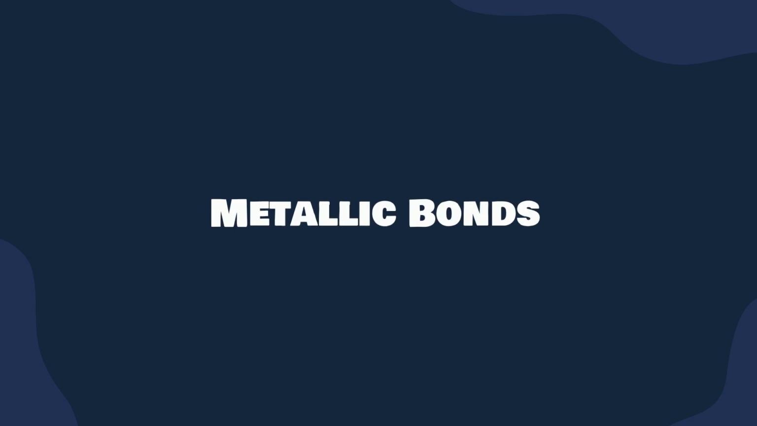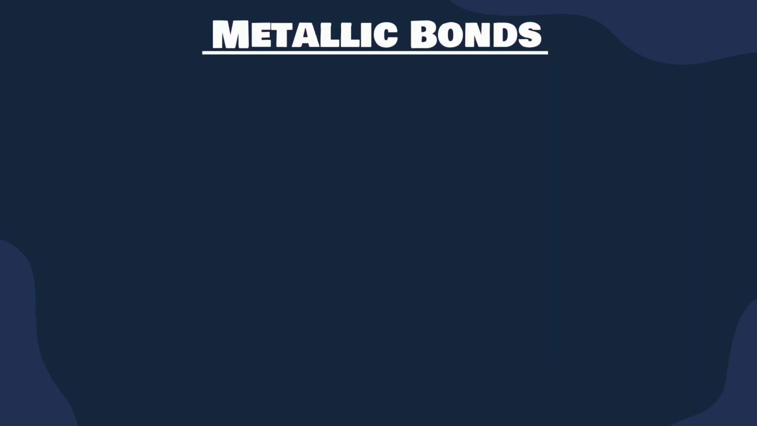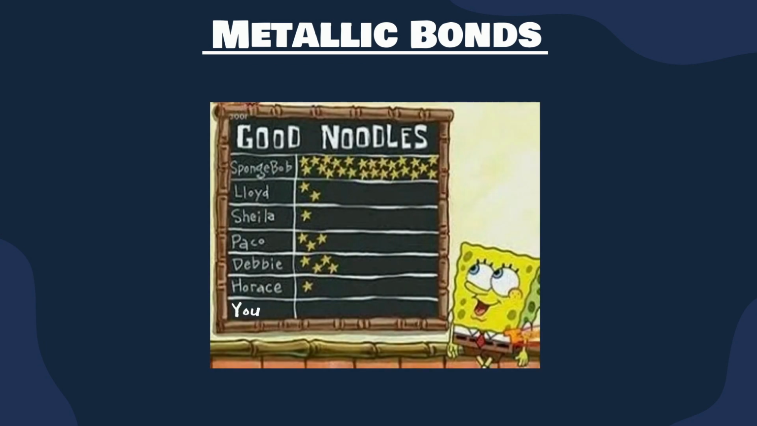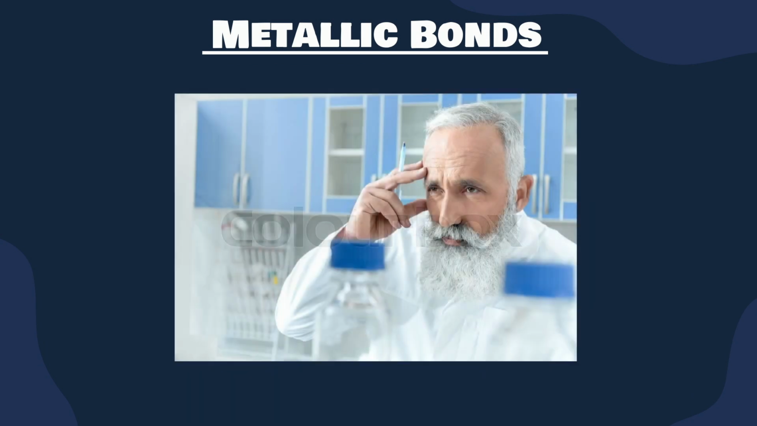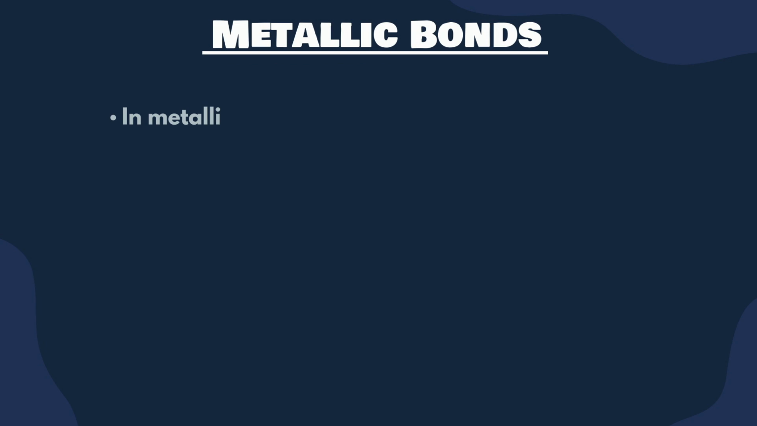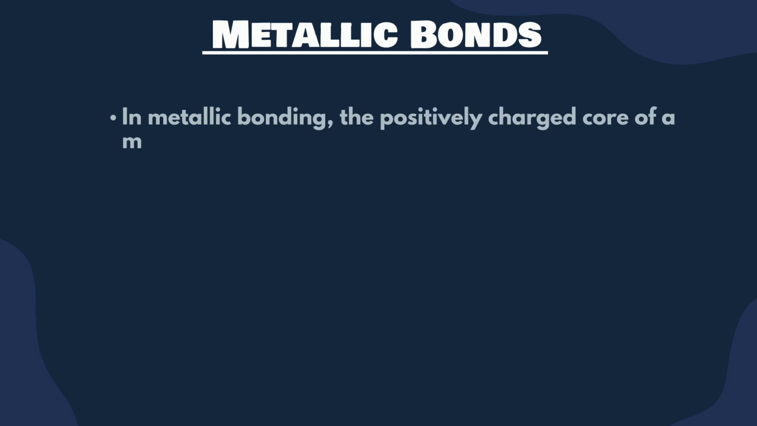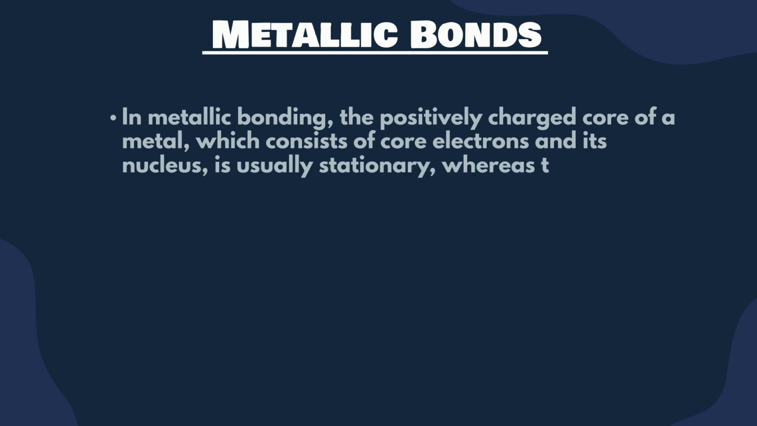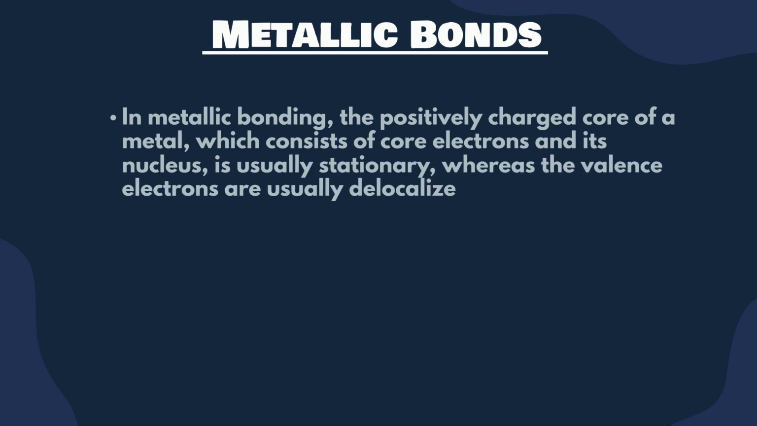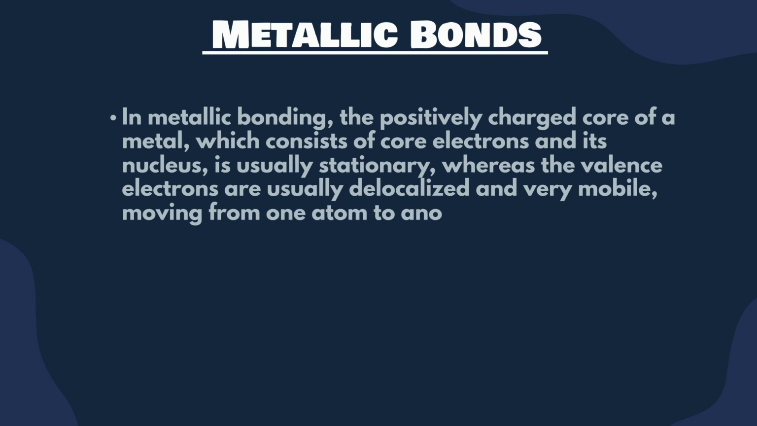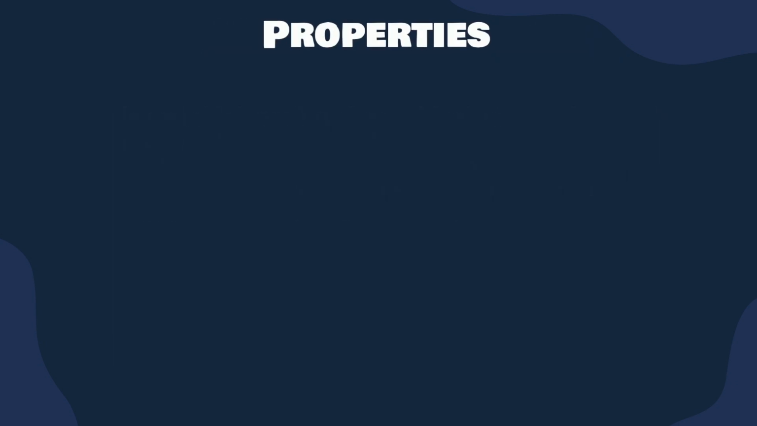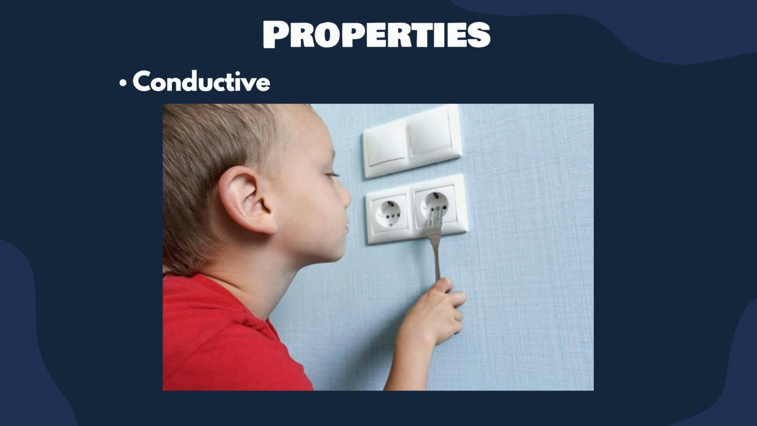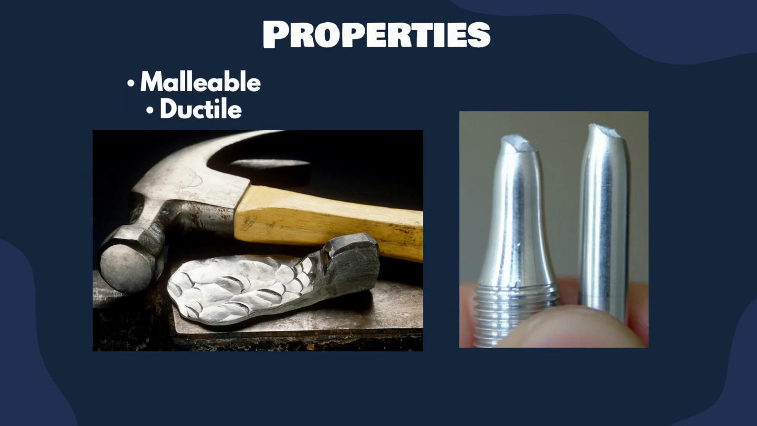In addition to ionic bonds, there are also metallic bonds. Guess what type of compound exhibits metallic bonds? That's right, metals. Here's your star. As you can see, chemists are very original. In metallic bonding, the positively charged core of a metal, which consists of its core electrons and its nucleus, is usually stationary, whereas the valence electrons are usually delocalized and very mobile, moving from one atom to another. This explains why metals are excellent conductors of electricity, as well as why metals are malleable and ductile.